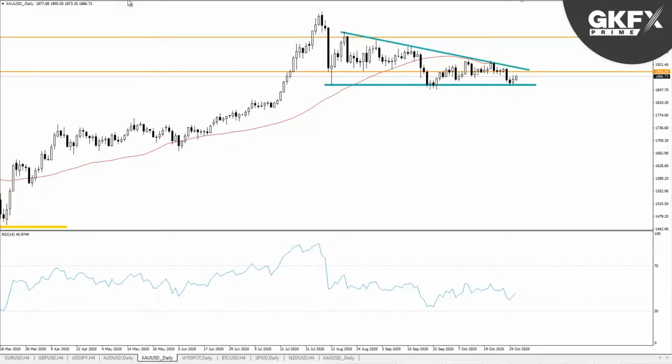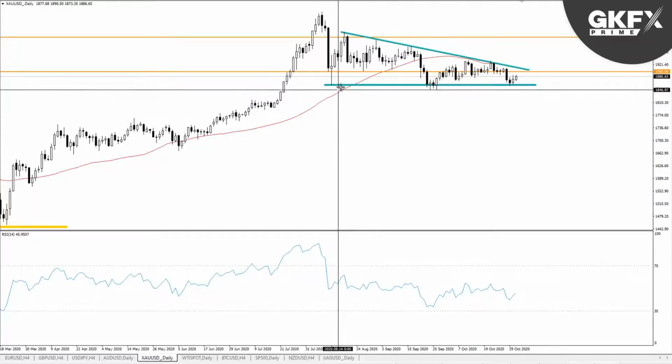And obviously the big question is, do we take out this level here? I'm not sure we can really see any particularly meaningful moves until election night, and we start seeing some of those exit polls and really understand what's going on with the US election, and then investors and traders and markets will, as a function, start moving in reaction.